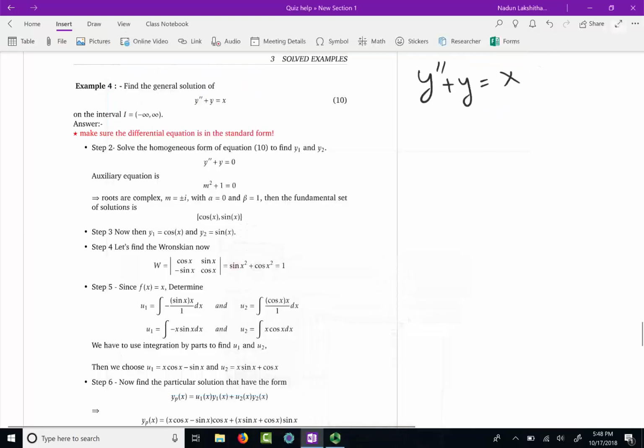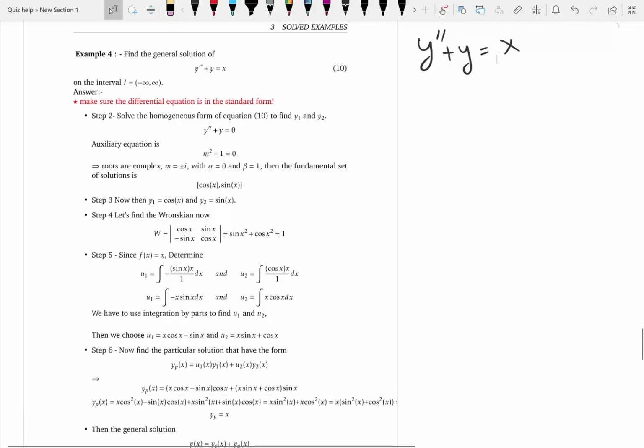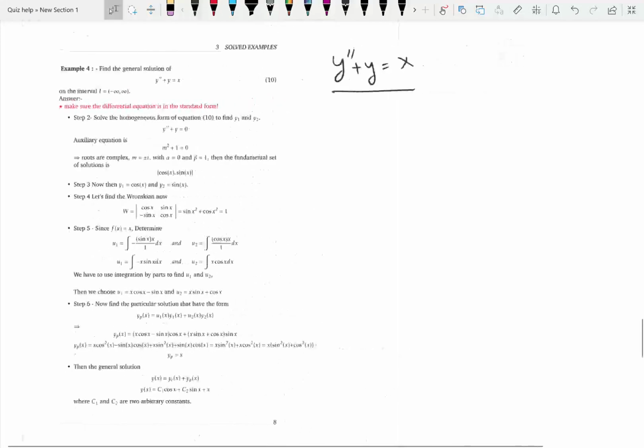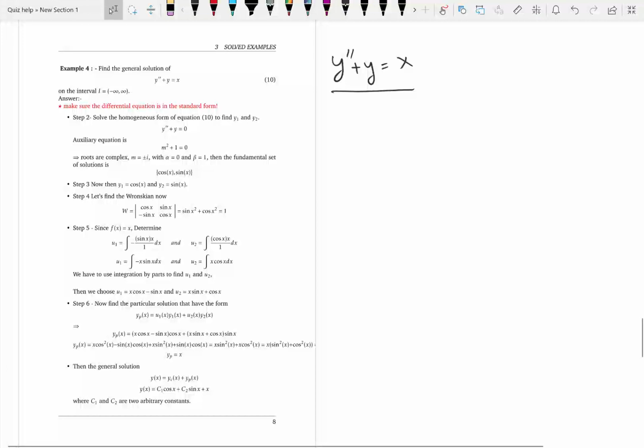Okay, so let's do another example from the variation of parameters method. We have this differential equation, and in the question they have not given us the solution for the homogeneous differential equation, so we have to find it by ourselves. Then let's write the homogeneous differential equation.